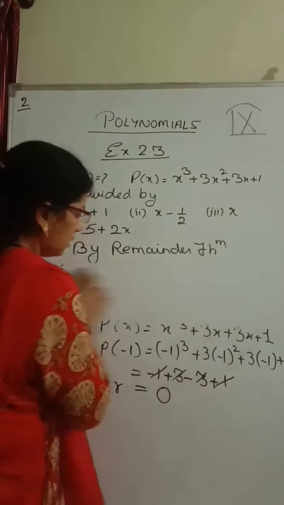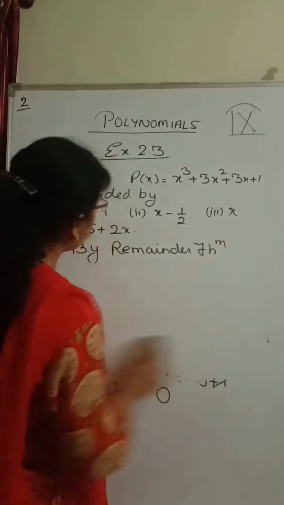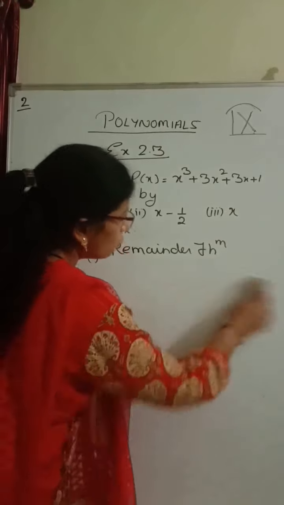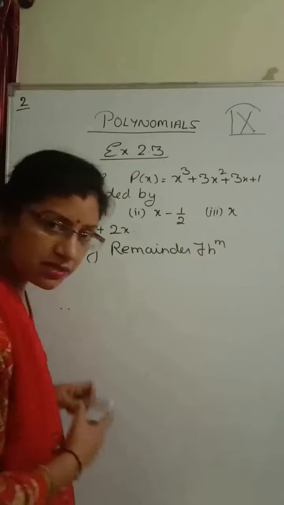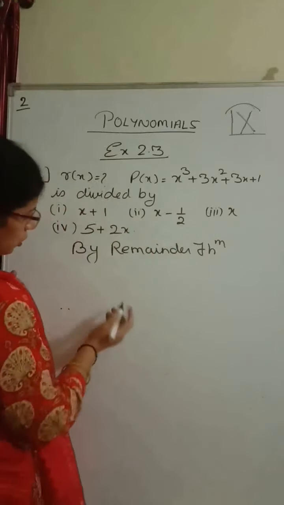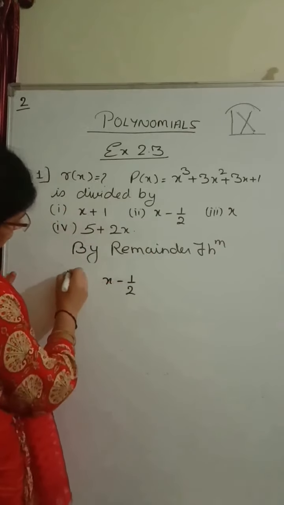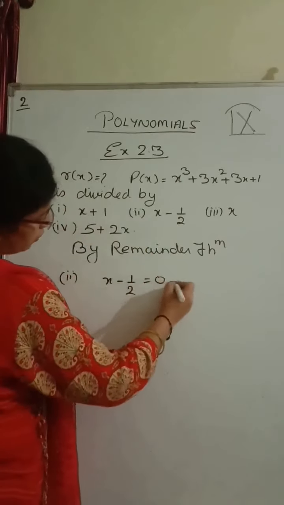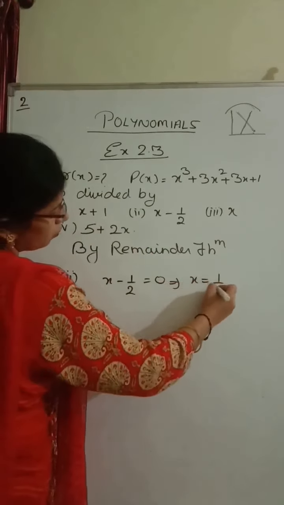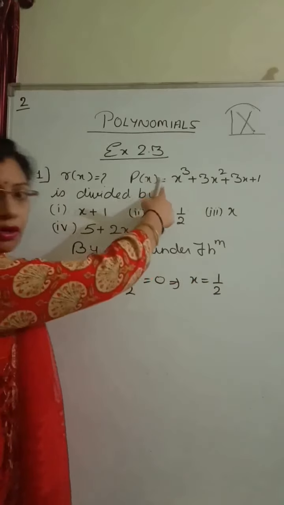Let us go to the second part. What is our second part? x minus 1 upon 2. If this polynomial is divided by x minus 1 upon 2, this is also a linear polynomial. So x minus 1 upon 2 equals 0, which shows x equals 1 upon 2. So we have to put x equals 1 upon 2 in this.